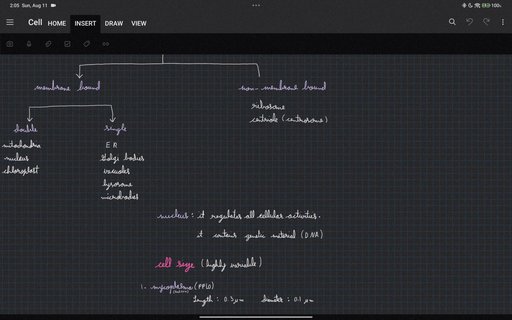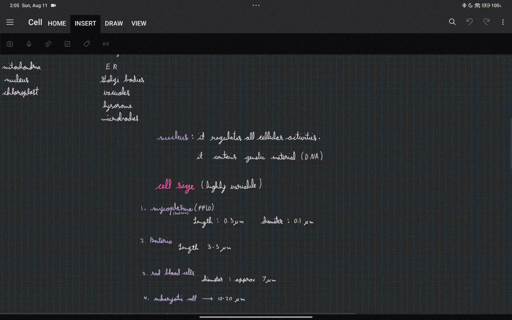Nucleus. It regulates all cellular activities. It contains genetic material. It is also called the head of the cell.